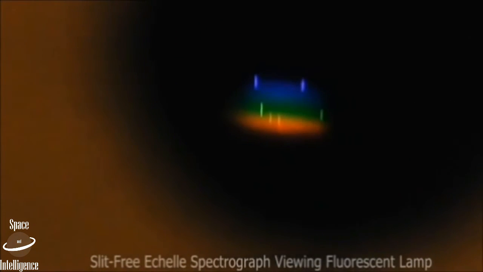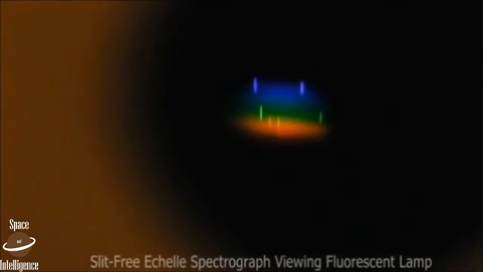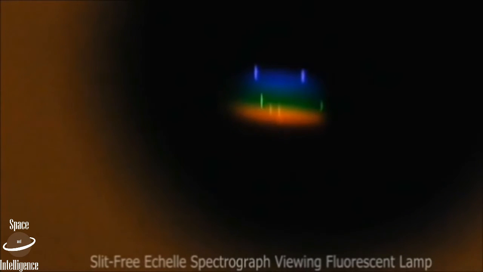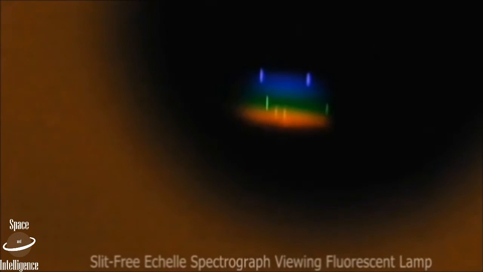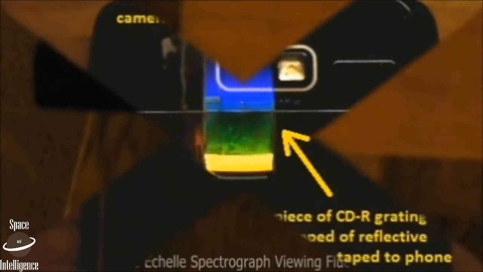That single yellow line is now split into two. They're only 2 nanometers apart. This is extremely high resolution from such a small device. You may notice too that this lamp is flickering. The plasma gas within the lamp is not stable. The mercury lines are, but the gas is not.